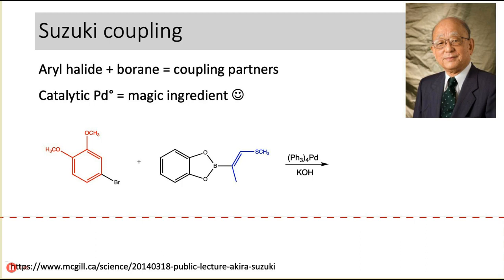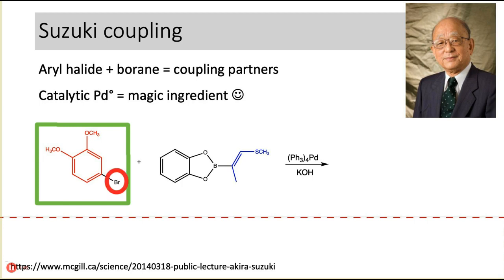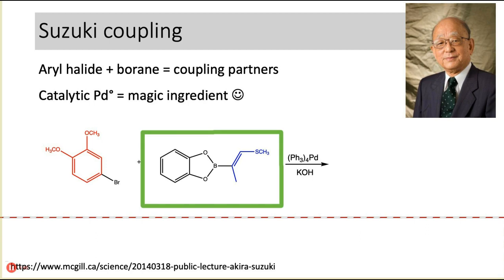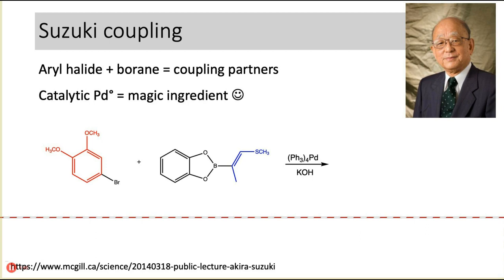So here's an example of a Suzuki coupling. Here is my aryl halide. Key here is that you have a bromine, typically bromine, sometimes iodine, on your aromatic ring. That's essential. That, right there, is where the coupling is going to take place. The other partner is the aforementioned borane. Alright, well, you've seen boranes before. Yes, you have. Remember this reaction?